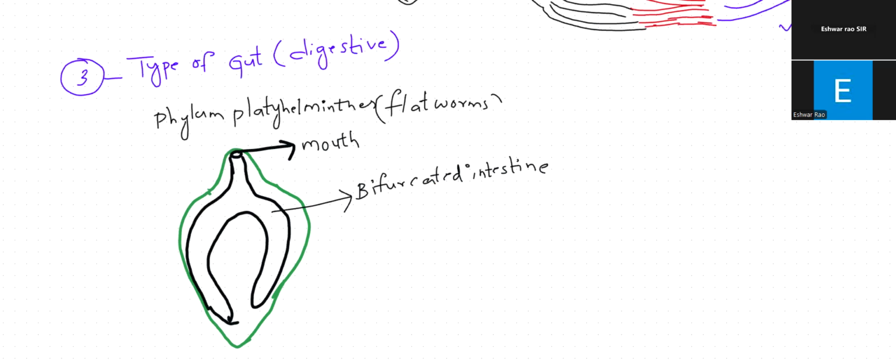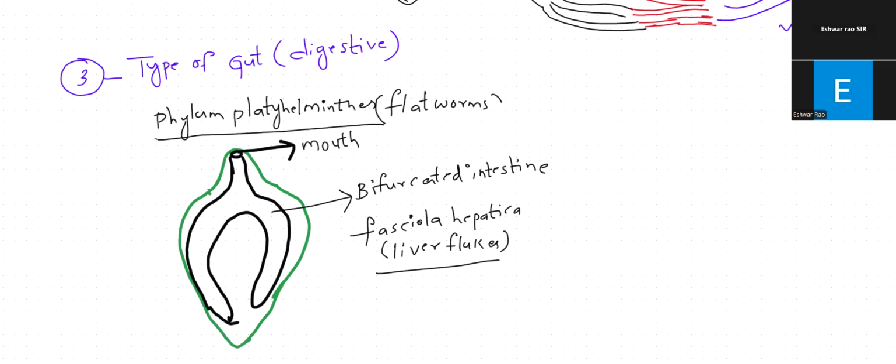Fasciola hepatica, which is commonly called liver fluke. So flukes come under which phylum? Phylum Platyhelminthes. These are commonly called flatworms, and they have only one opening.